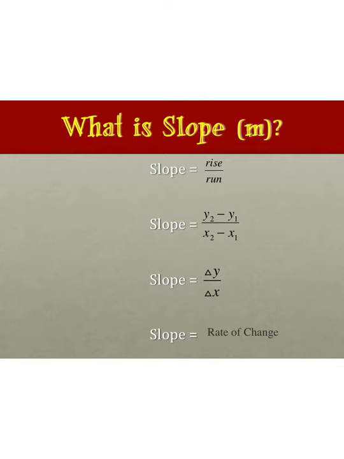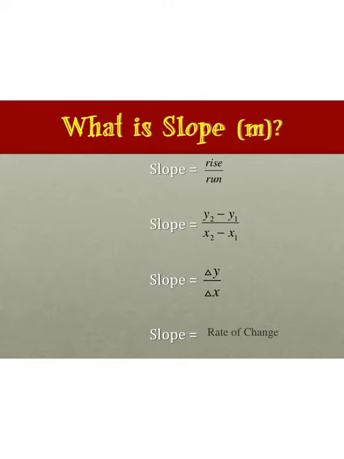There's a formula when you have two ordered pairs, x1, y1, x2, y2. It's y2 minus y1 over x2 minus x1. This third one here, this little triangle, that is the Greek letter delta, and delta means change in. So it's change in y over change in x.